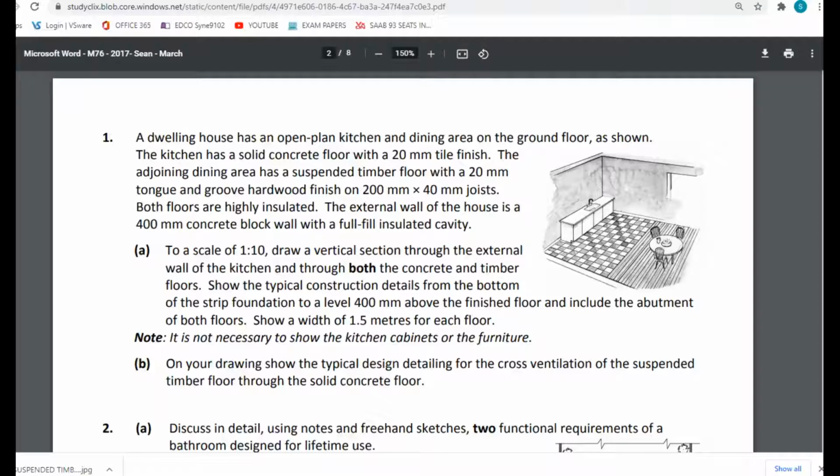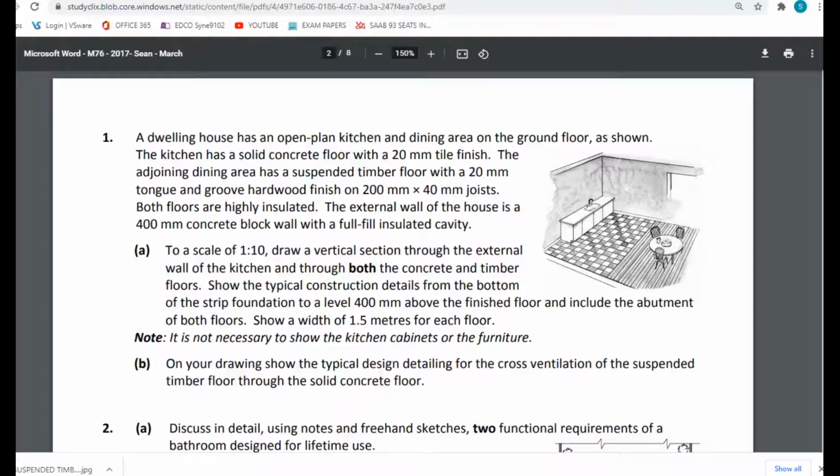and then we walk into the dining room, and that is a hollow floor, so it's a suspended timber floor, 20mm hardwood timber floor on top of timber joists. It says both floors are highly insulated, so we'll show that in the drawing. It has to be done at a scale of 1:10, and we have to show both the foundation, the concrete ground floor, and the suspended timber floor.